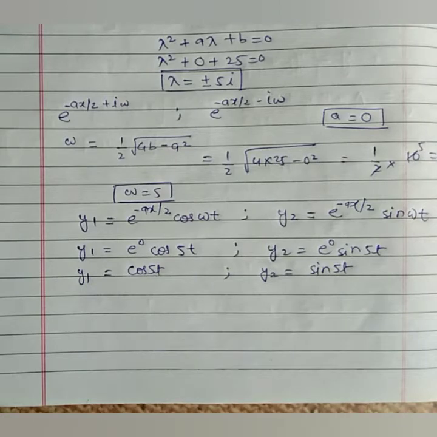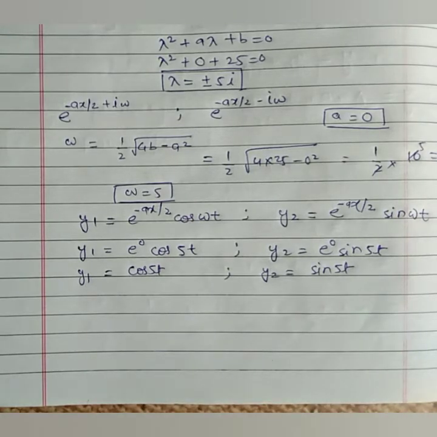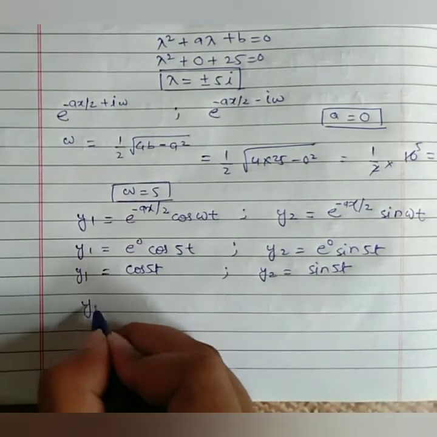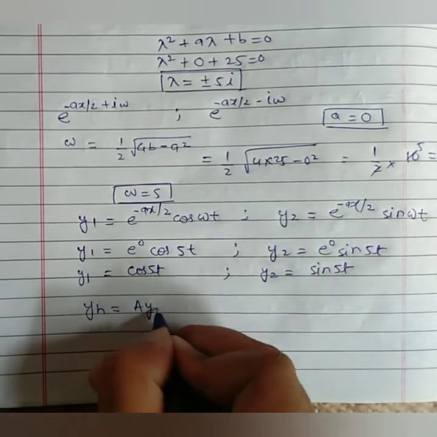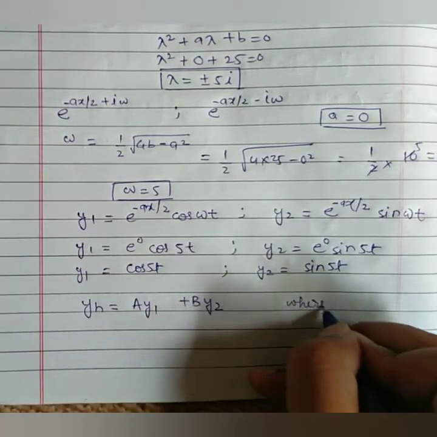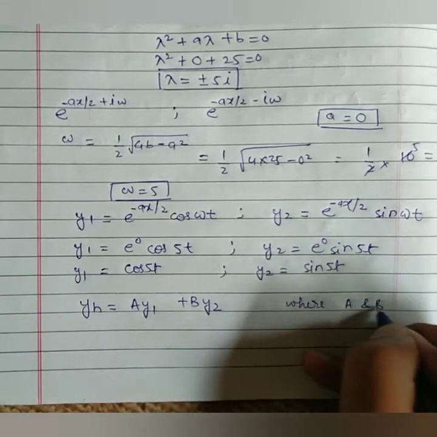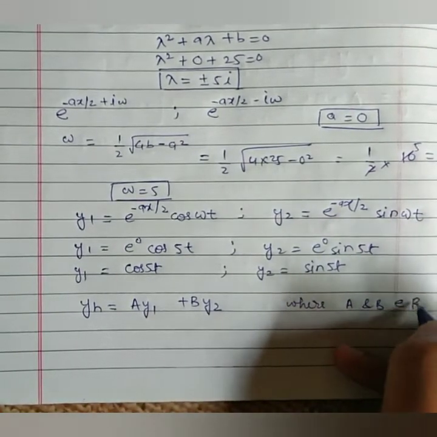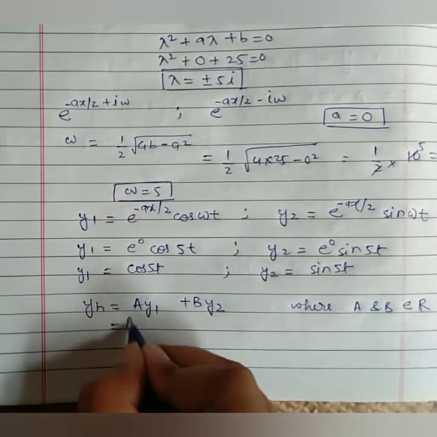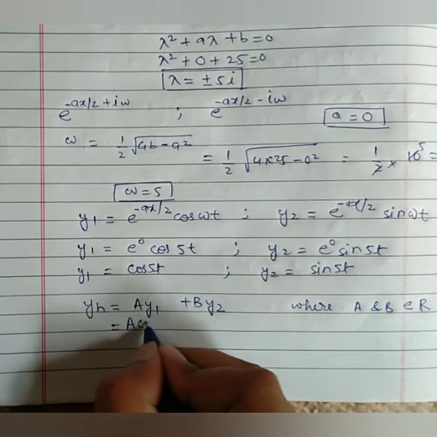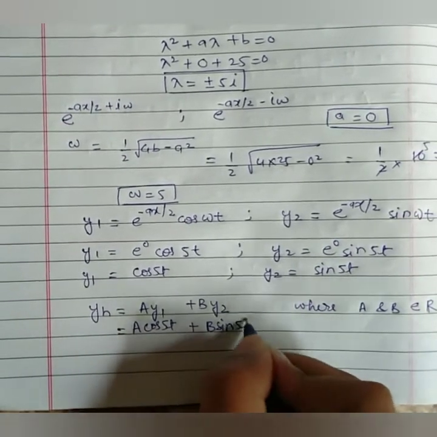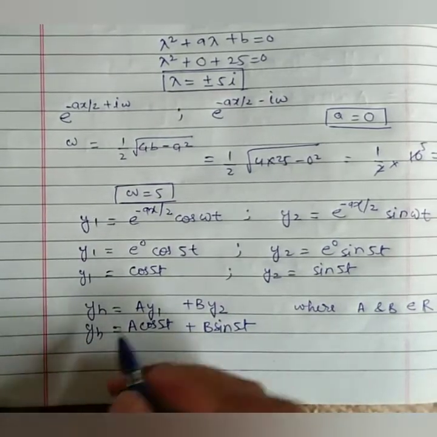And now the solution yh can be written as a combination of y1 and y2. So yh equals a y1 plus b y2, where a and b are some constants which belong to the set of real numbers. So we put the values: a cos 5t plus b sin 5t, that is yh.